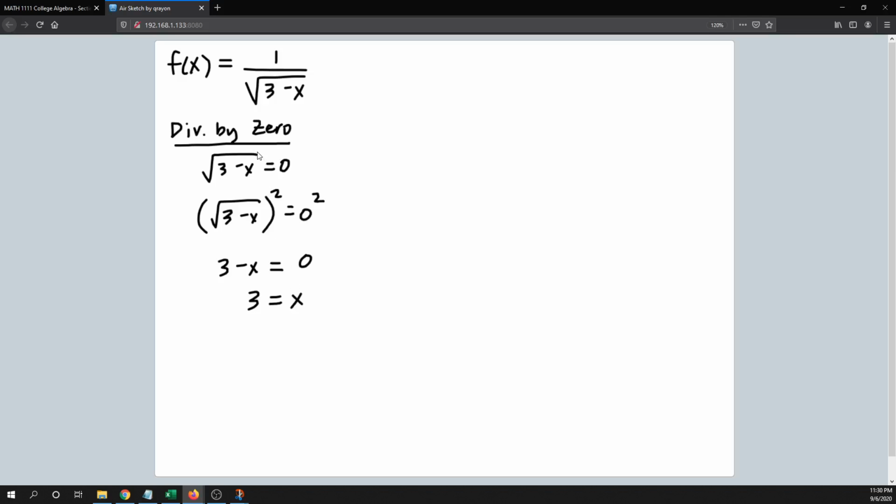So I have done what I'm supposed to do in the division by zero. I had a fraction with variables in the bottom. I took the bottom, I set it equal to 0, and I solved that out, and I got this solution. What is that telling me? This is telling me that 3 is not in the domain.